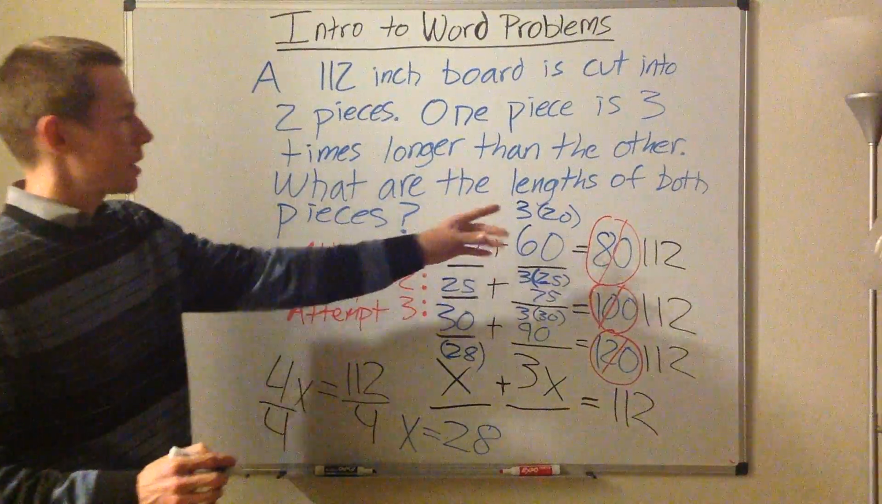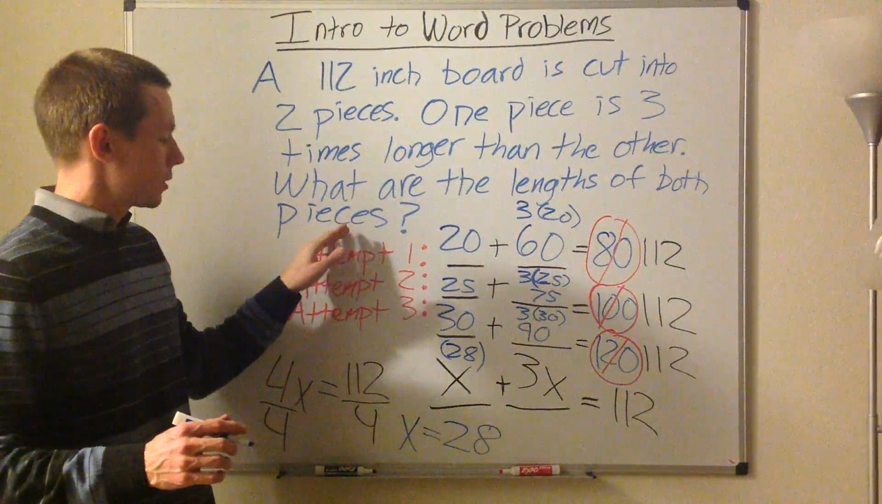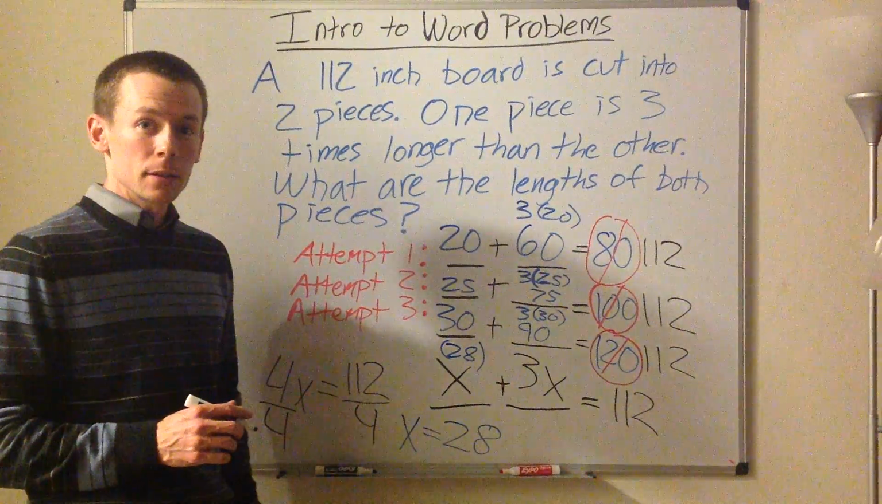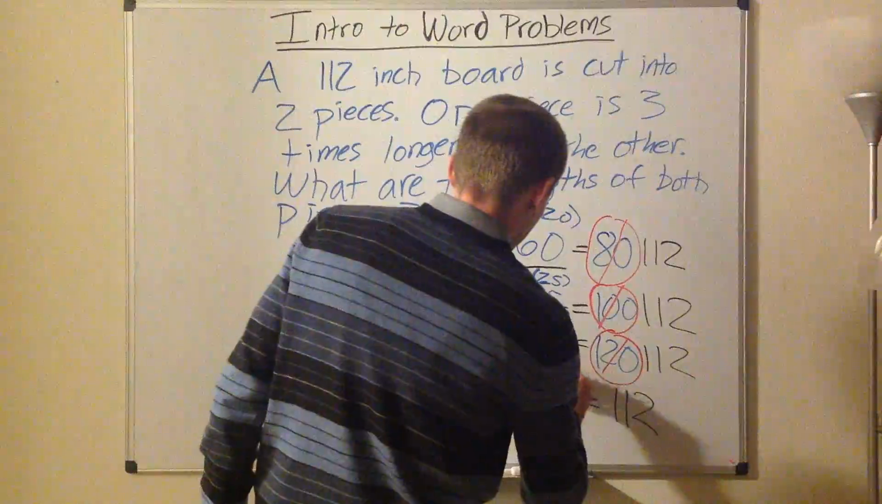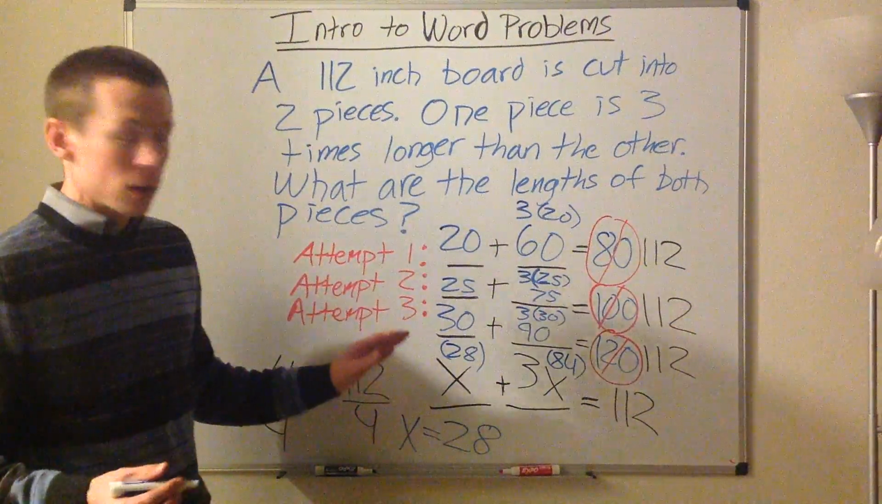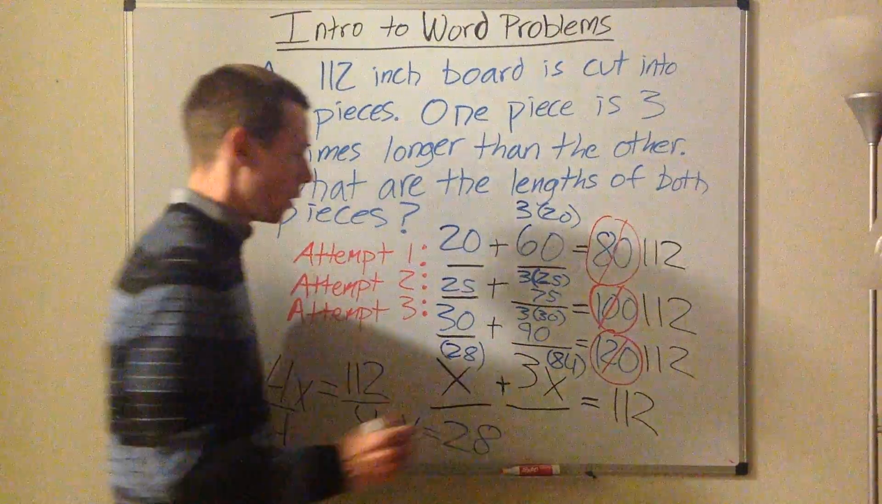But what did the question ask us? So it feels like we're done, but be careful. The question asked, what are the lengths of both pieces? Well, we have to take this 28 now and multiply it by 3. So 28 times 3 is 84. And if you want to double check, 28 plus 84 does equal 112.